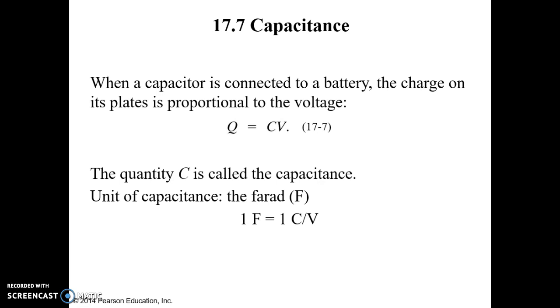The charge build up on the plate is proportional to the capacitance and voltage. The value of capacitance actually depends on the geometry of the electrical component. So with given capacitance, as the charge on the plate increases, so does the voltage. The unit for capacitance is farad, and we'll use the letter capital F. One farad is equal to one coulomb over one volt.